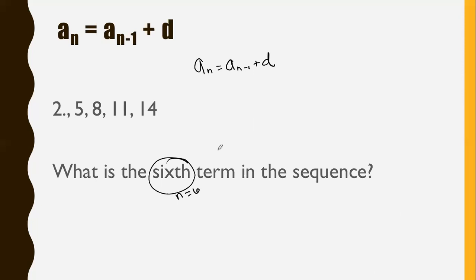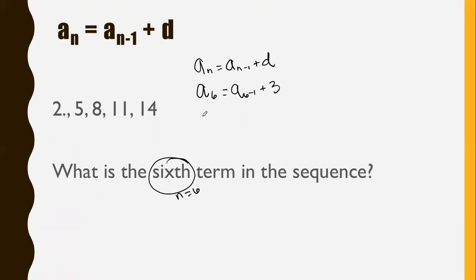Anyone feel like they got it? Can I try? Absolutely, please do. So I put 14 in equals 17 in minus 1 plus 3. Okay, cool. But instead of putting the numbers, what I want first is to write out what the thing is. So A6 equals A6 minus 1 plus D. I mean, not plus D, plus what? Plus 3, because the common difference is adding by 3s.